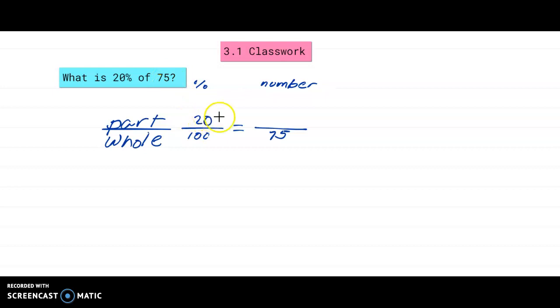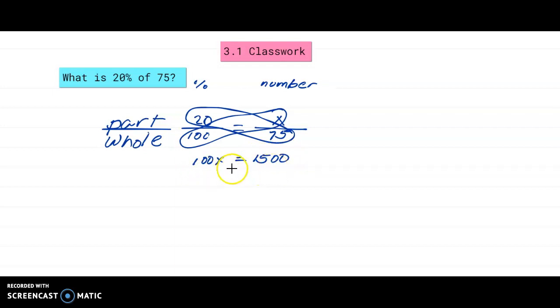So that is our part. That is the part of our percent. And what is the part of our number? That's what we're looking for. So to solve this, we're going to cross multiply. And then we have 100x is equal to 20 times 75 is 1500.